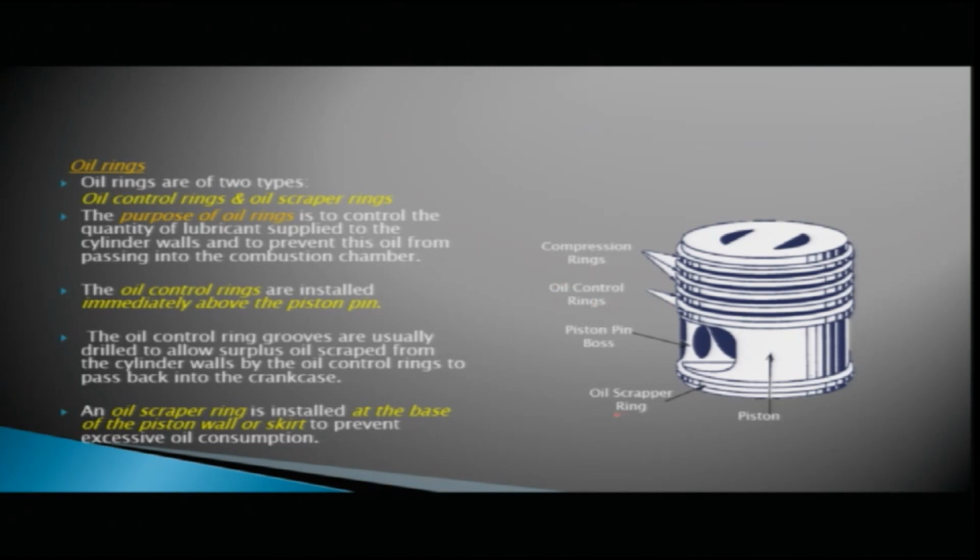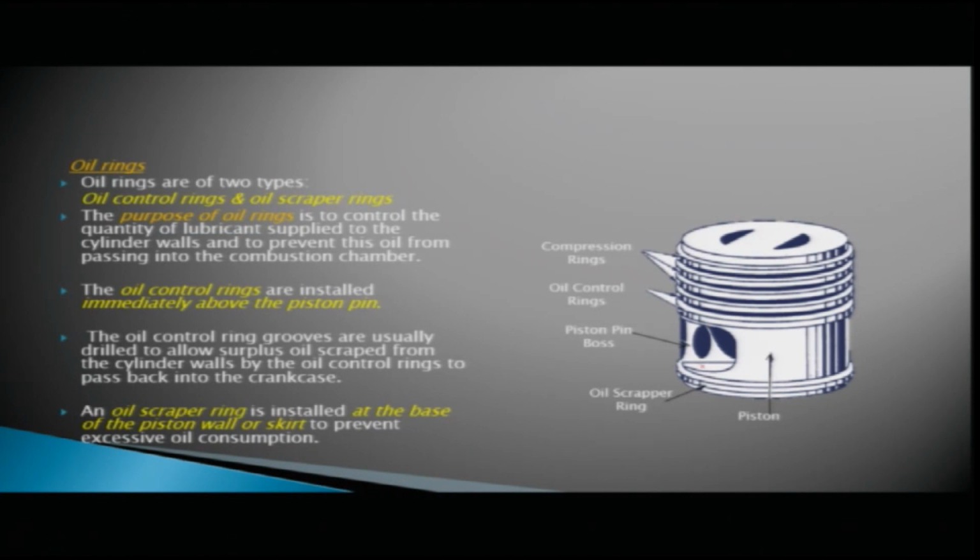The purpose of the oil ring is to control the quantity of lubricant supplied to the cylinder walls and to prevent this oil from passing into the combustion chamber. So, that is why they are called the oil control rings. They control the quantity of lubricant being supplied to the cylinder walls and also prevent the oil from entering the combustion chamber. The oil control rings are installed immediately above the piston pin.